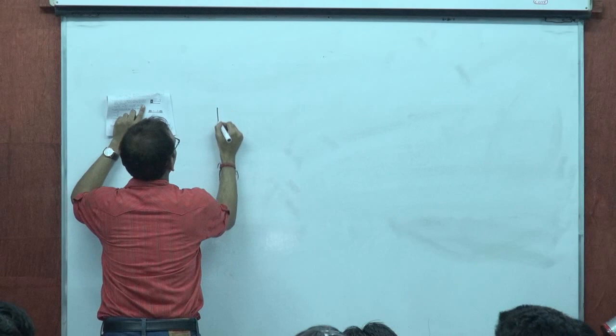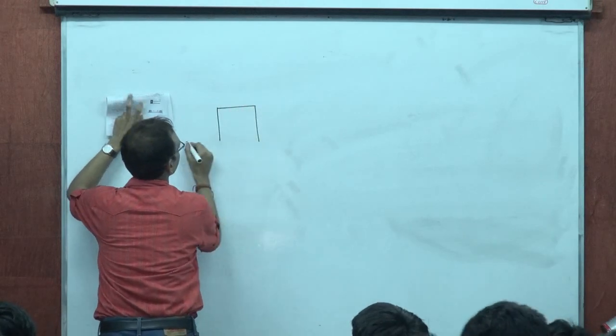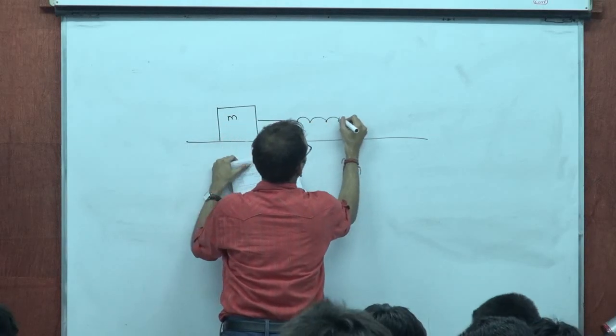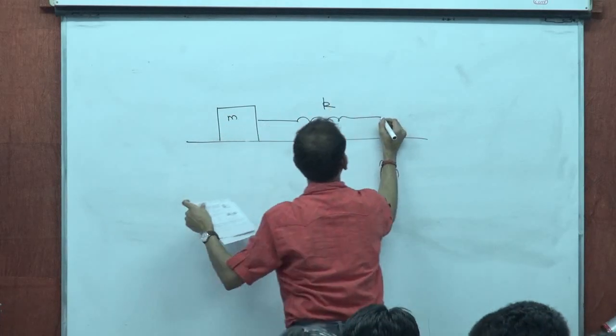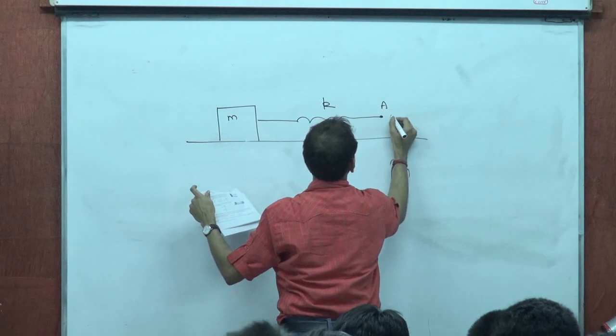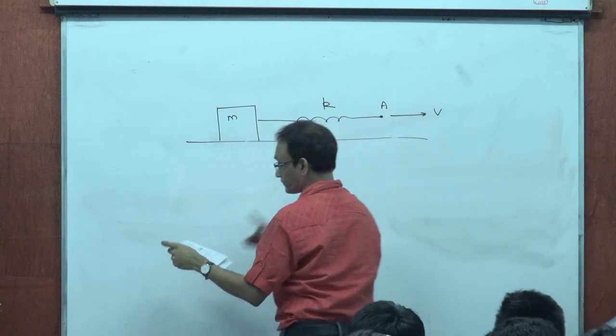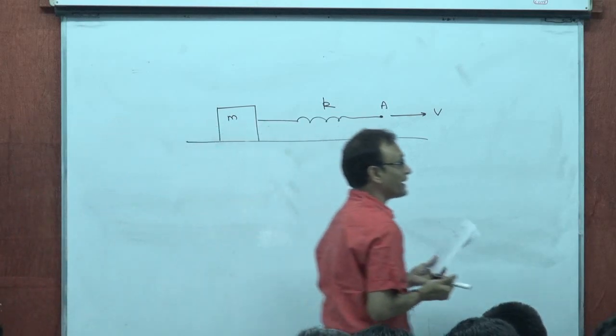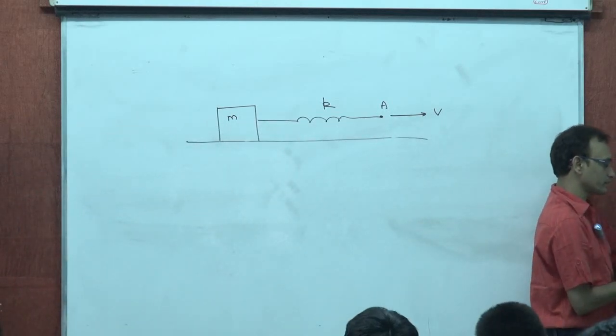There was a block of mass m, spring of force constant k. This end was A and was given a velocity v. And we want to find the maximum extension in the spring. We want to find the maximum extension in the spring.